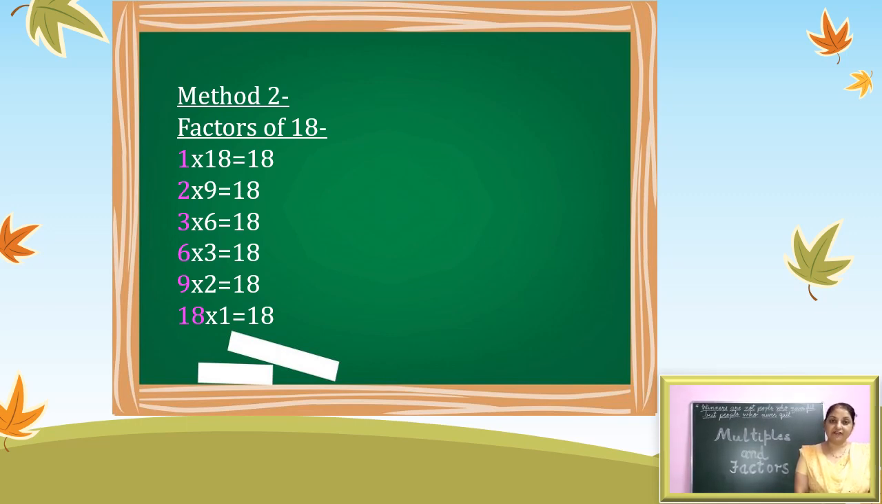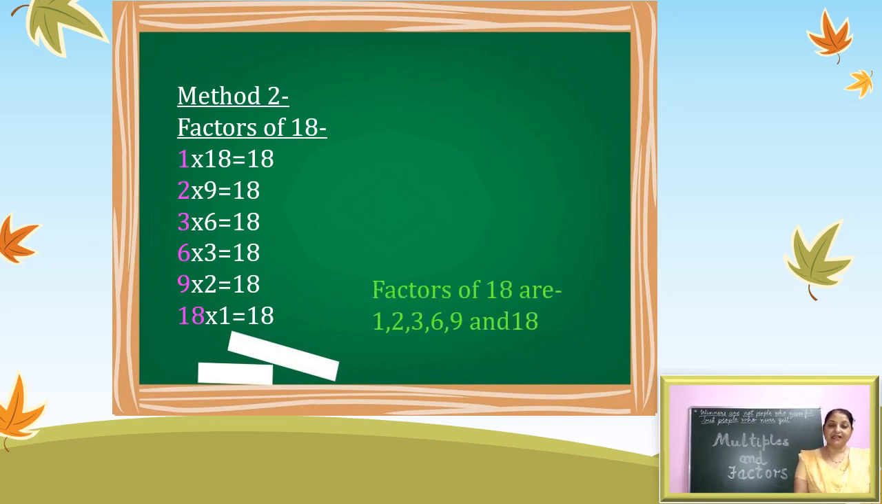The next factor of 18 is 6, as in table of 6 3 times we get 18. Similarly, when we proceed, the next table in which number 18 we get is 9. 9 2 times gives us 18, and 18 1 time gives us 18. So the factors of 18 are 1, 2, 3, 6, 9 and 18.